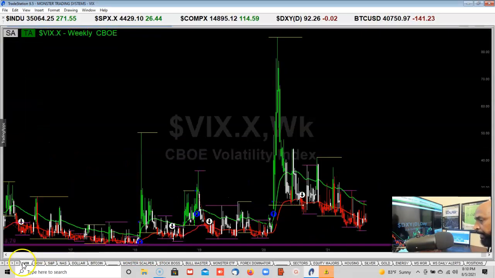And then again, the VIX volatility index. As the VIX goes down, the stock market will go up, stocks will go up. As the VIX goes up, the stock market will go down. Okay, so I hope this helps.